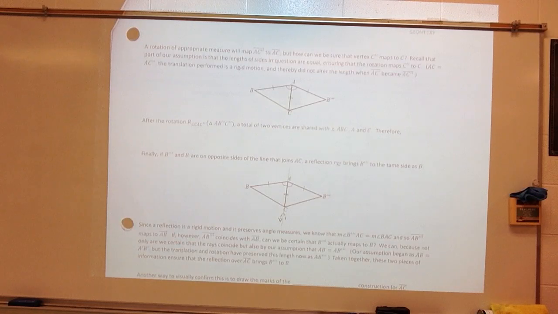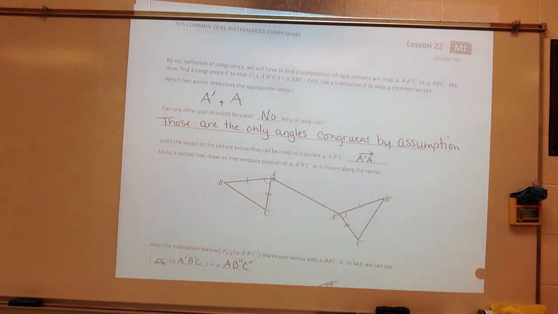Using a dotted line, draw an intermediate position of triangle A prime, B prime, C prime as it moves along the vector. Or I'm sorry, I'm rereading a section that we've already done. Alright, so I've got to turn my page.